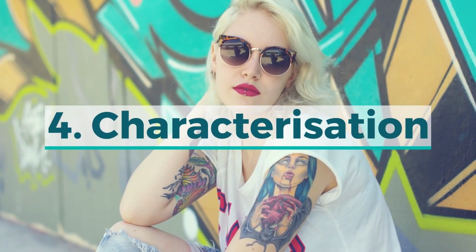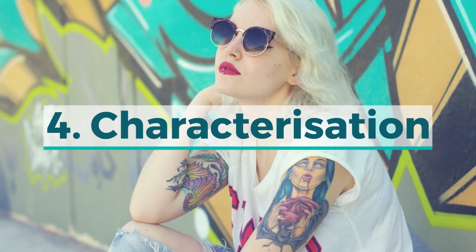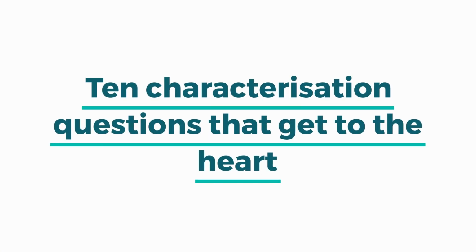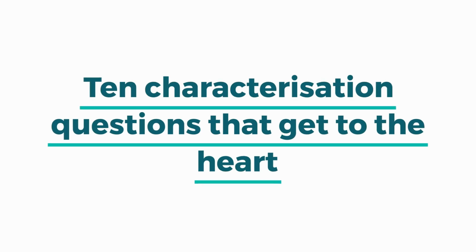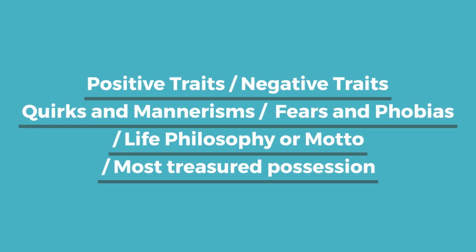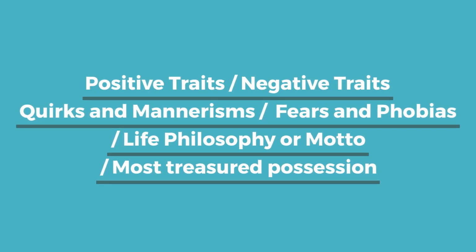The paragraph summary adds a little more detail to each of these elements. Stage 4. Characterisation. Finally, we'll use a series of prompts to flesh out our characters a little more and make sure we haven't left any gaping holes. While there are hundreds of questions you can ask about your character to endlessly add detail and nuance, the following questions have been selected as those that will get to the heart of the character the most. Again, we'll run through the list first and then look at each one in detail. The 10 prompts are: personality type, flaw, external motivation and internal motivation, positive traits, negative traits, quirks and mannerisms, fears and phobias, life philosophy, motto, and most treasured possession.